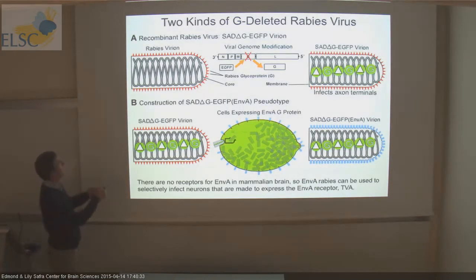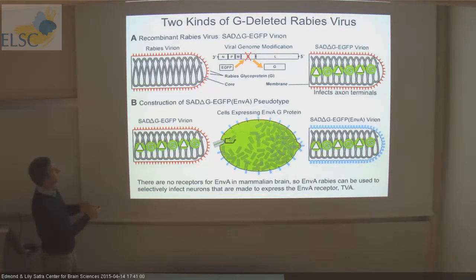So here is a schematic diagram of a normal rabies virus particle. Here's the genome of the virus, the negative strand RNA virus, and it has only 5 genes in its genome. One of them is this gene, the glycoprotein gene, which codes for these red spikes on the outside, which are the glycoprotein, the envelope protein, which normally would interact with receptors on axon terminals to allow uptake at axon terminals.